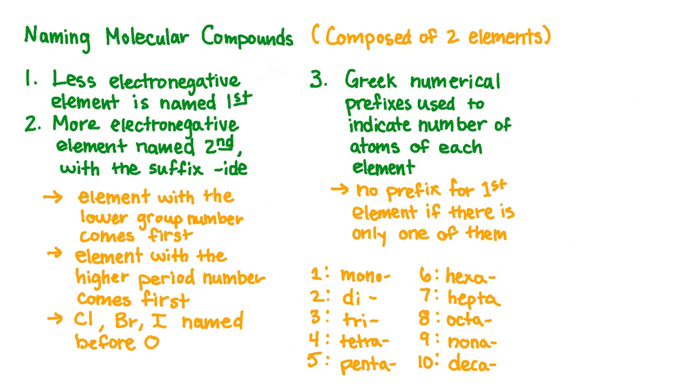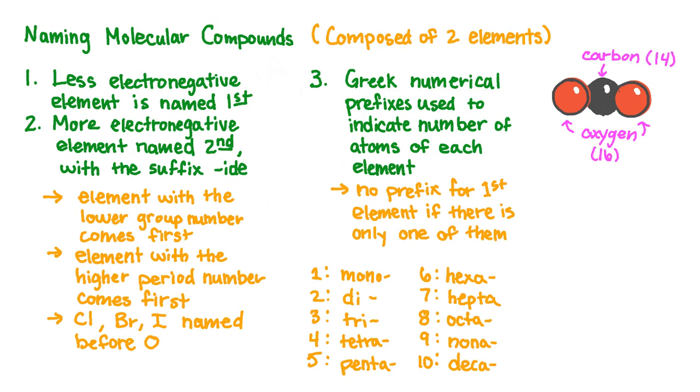However, we don't include the prefix on the first atom if there's only one of them. So now that we know these rules, let's try naming a molecule to get some practice. Let's take a look at this molecule, which is made of one carbon atom and two oxygen atoms.